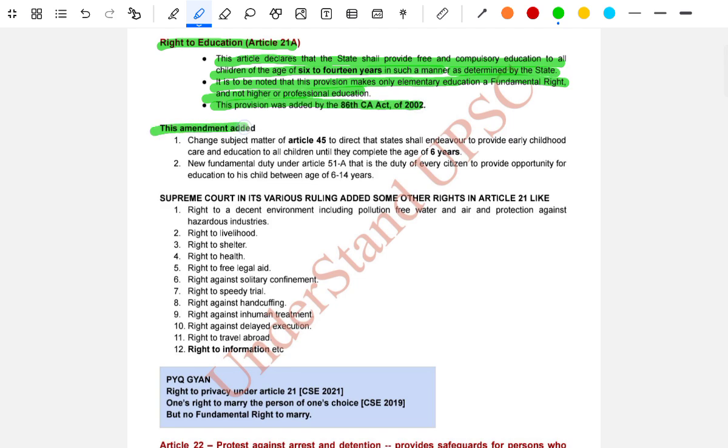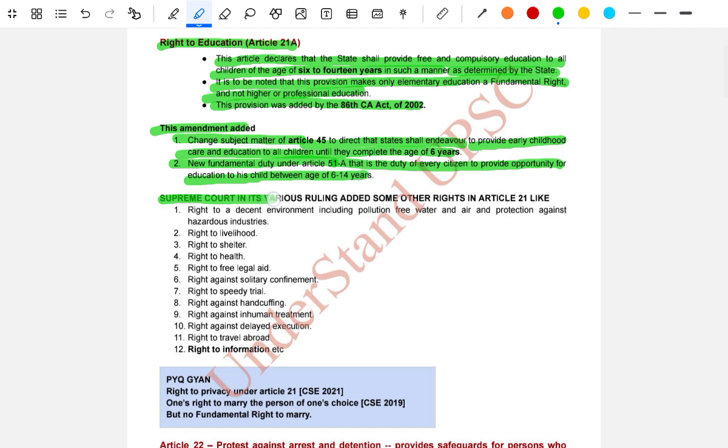This amendment changed the subject matter of Article 45 to direct that the state shall endeavor to provide early childhood care and education to children until they complete the age of 6 years. Second, it added a new fundamental duty under Article 51A, that is, a duty of every citizen to provide opportunities for education to his children between the age of 6 and 14 years.